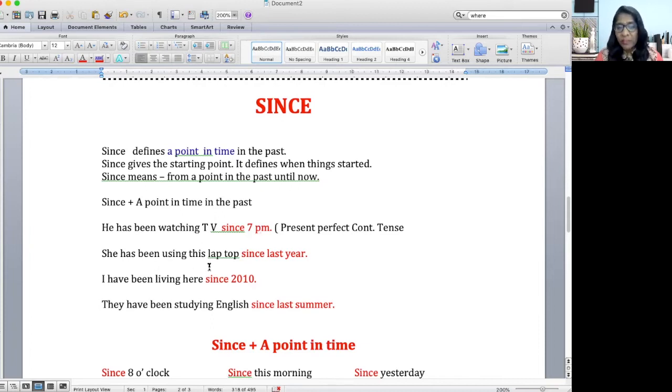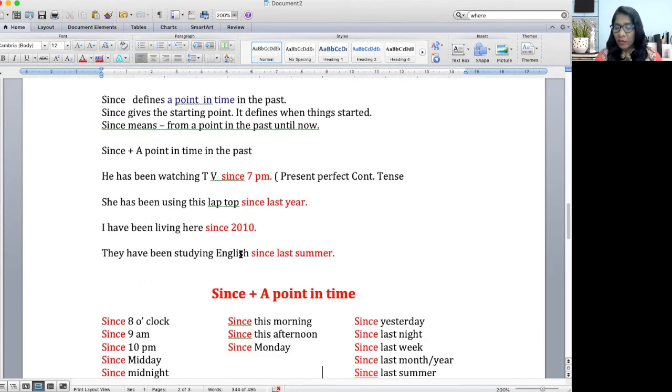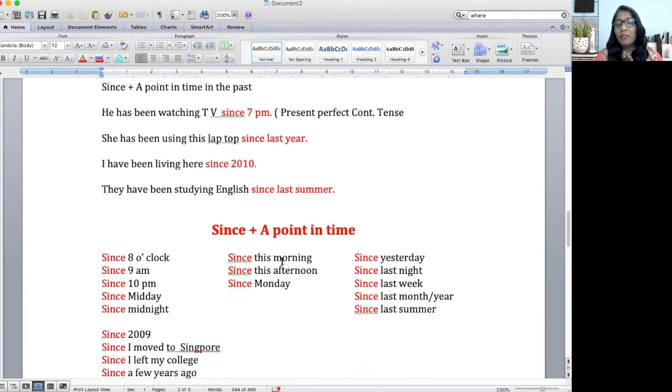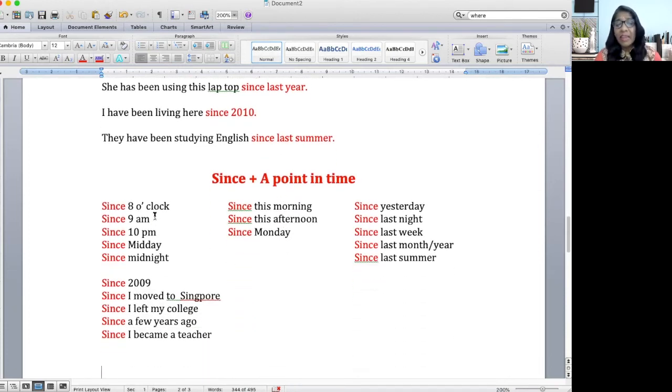She has been using this laptop since last year. Last year is a point in time. I have been living here since 2010. So 2010 is a point in time. They have been studying English since last summer. So last summer is a point in time. Let us see other points in time: since 8 o'clock, since 9 a.m., since 10 p.m., since midday, or since midnight.